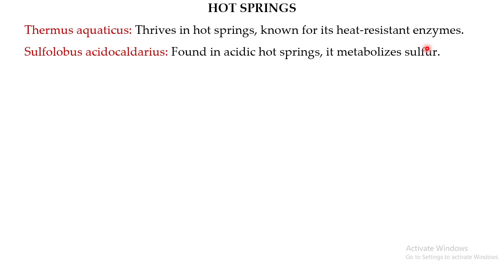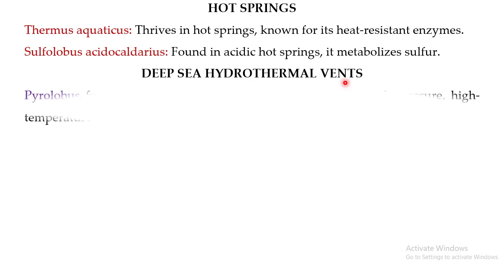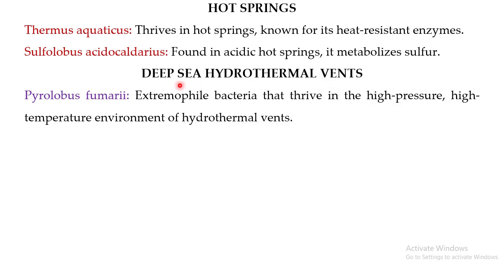Another important example is Sulfolobus acidocaldarius, which is found in acidic hot springs and metabolizes sulfur. Another diverse habitat where you can find these prokaryotic cells is the deep sea hydrothermal vents. An example of that is Pyrolobus fumarii, which is an extremophile bacterium that thrives in the high pressure, high temperature environment of the hydrothermal vents.